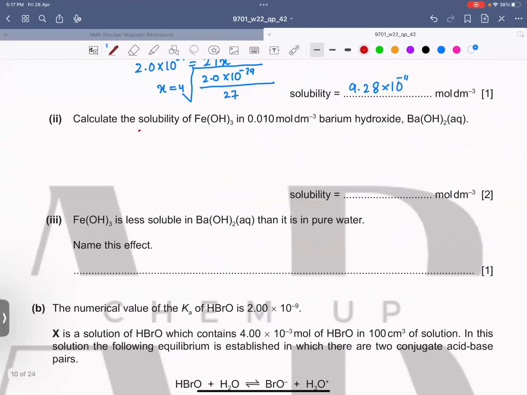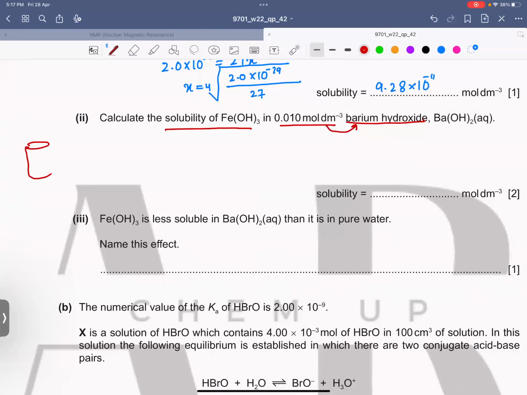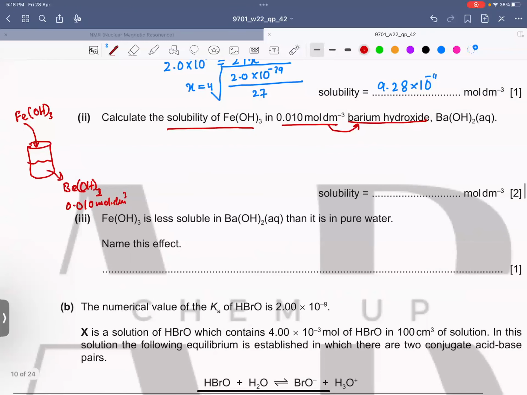Calculate the solubility of iron(III) hydroxide in 0.01 mole per dm cube of barium hydroxide. So what they are actually asking is that, for example, you have a solution of barium hydroxide here, and the concentration of that barium hydroxide is 0.010 mole per dm cube, right? And what are we adding? We are adding iron hydroxide to it. And they are asking, when it is being added, what is the solubility of iron(III) hydroxide?